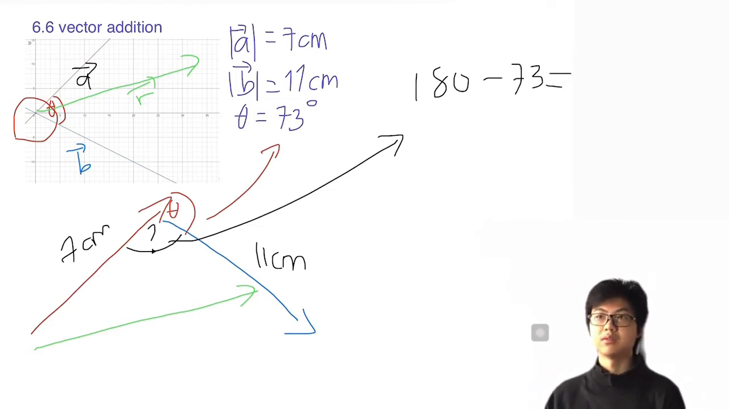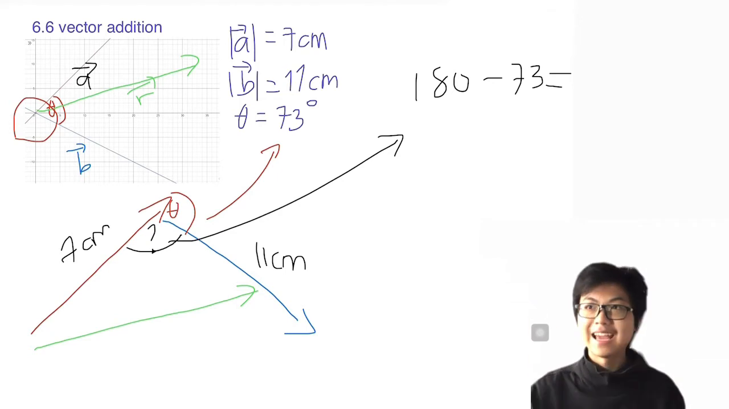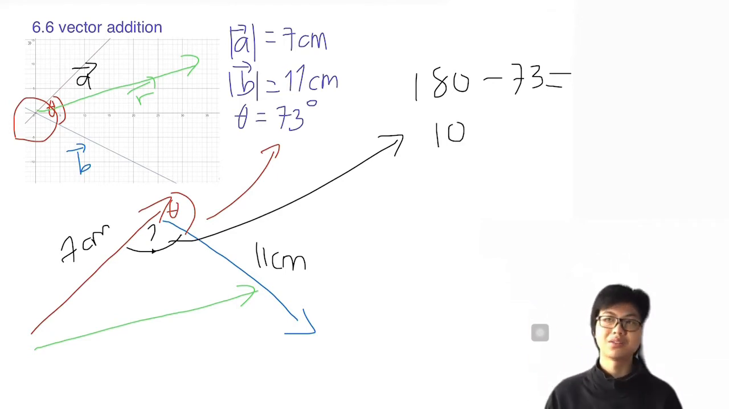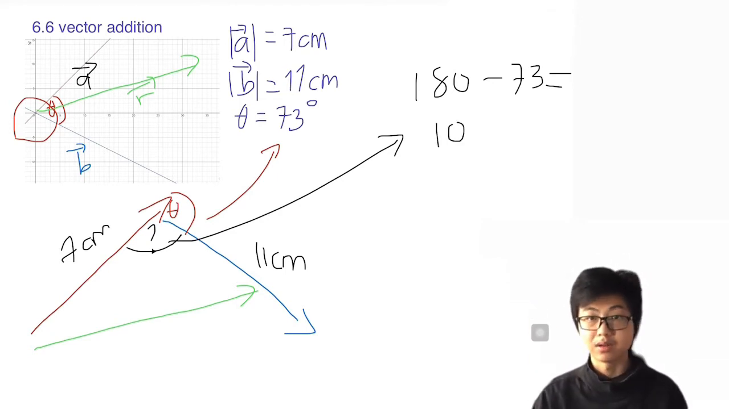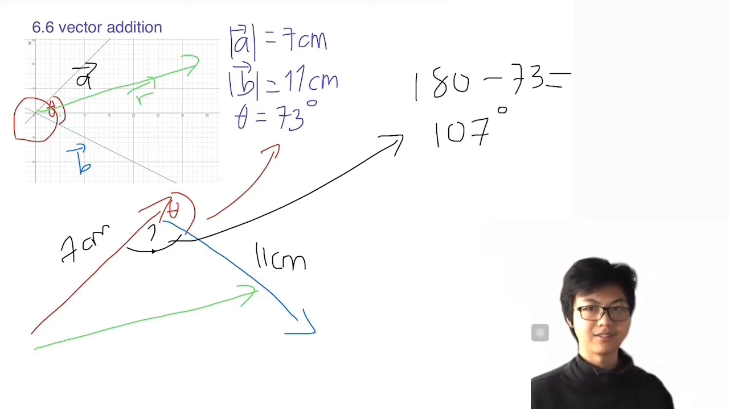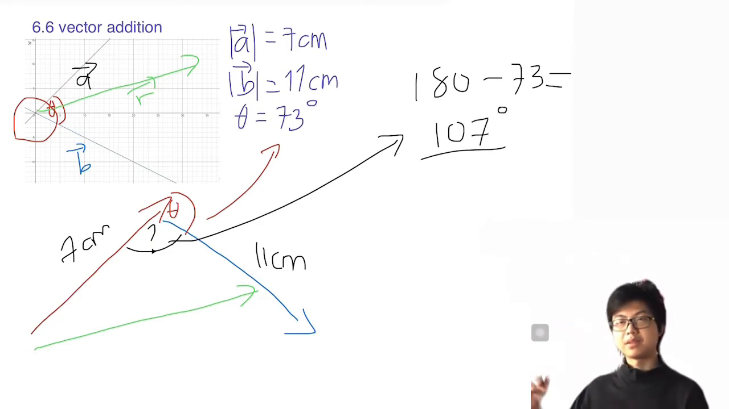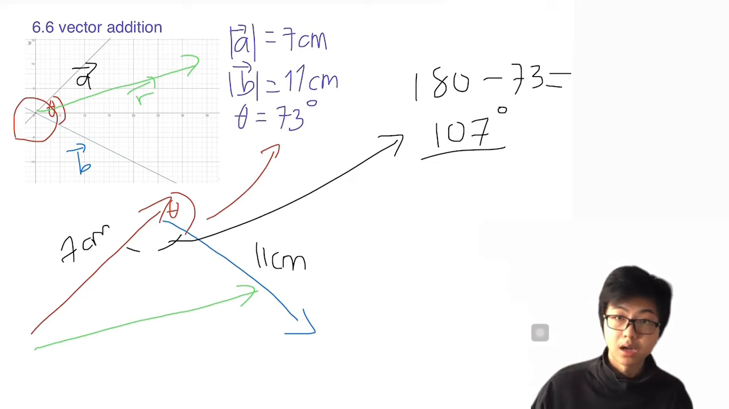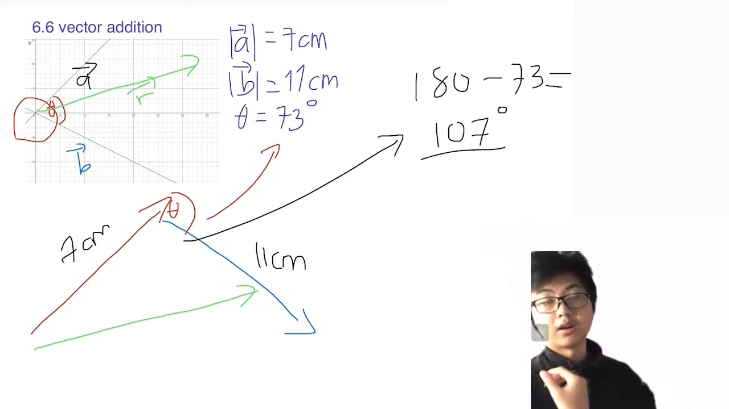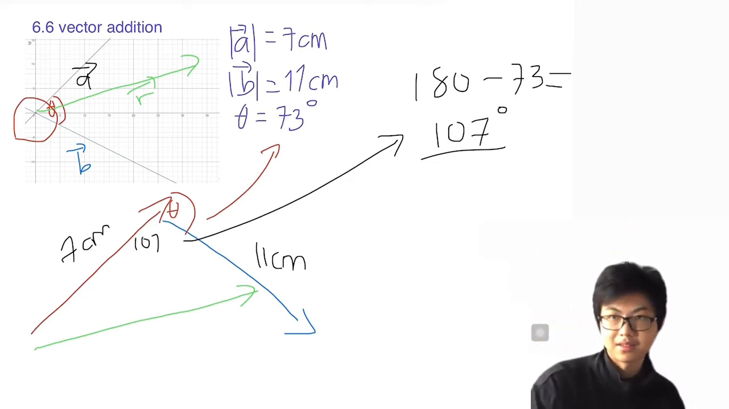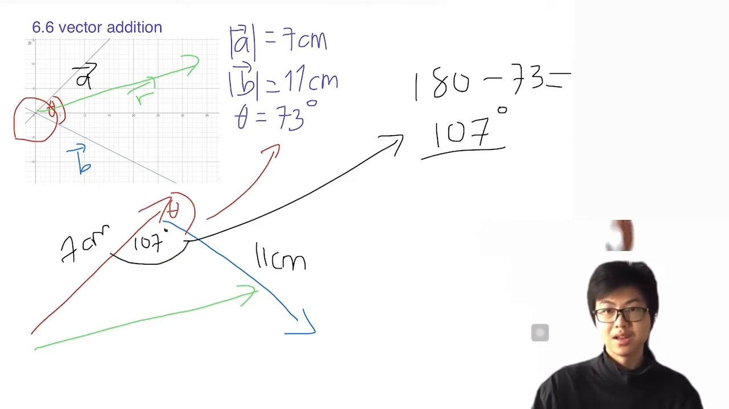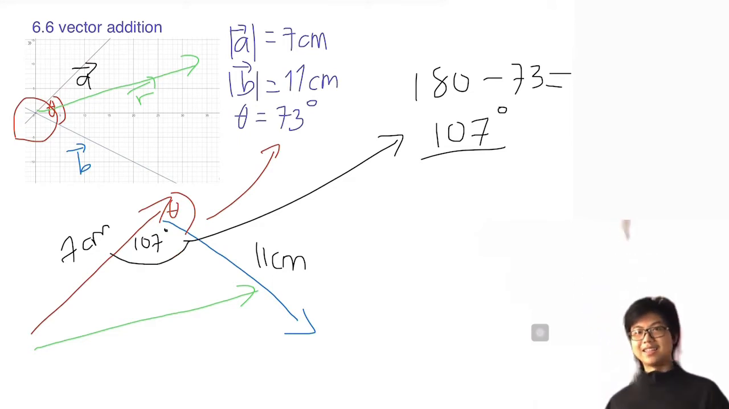It's 180 minus 73 degrees equals 107 degrees, because you know that a triangle has 180 degrees, and that the theta is 73, therefore 180 minus 73 is going to be 107, which is just simple math. Okay, I know you're all doing this with your minds and all of that.